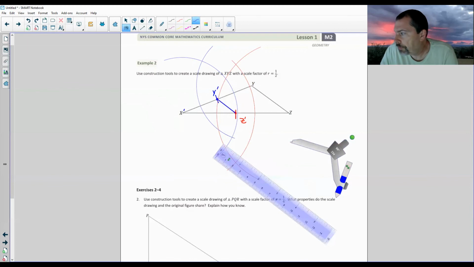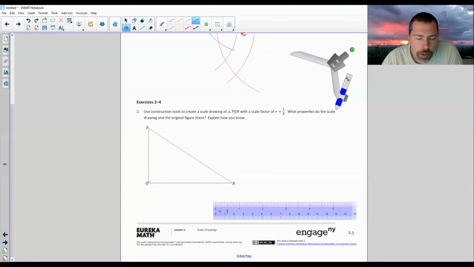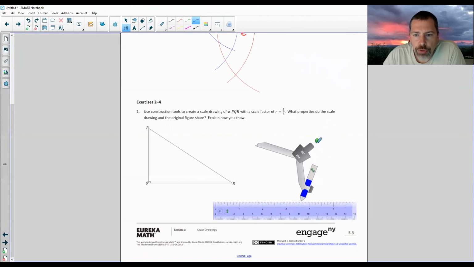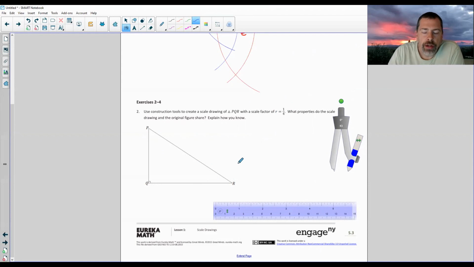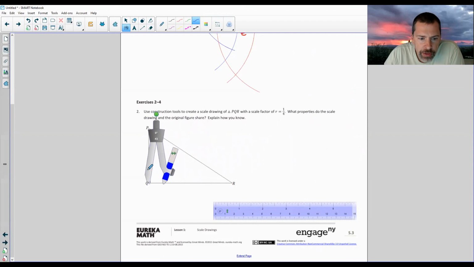Here's exercise 2. Meaning, try it yourself, come back, see if you can do it. I'm going to assume you paused the video or you've already tried this. So here we go. What we're going to do is make a scale drawing of this that is 1/4 the size of this. So it's the same thing. All you have to do is a bisector twice.